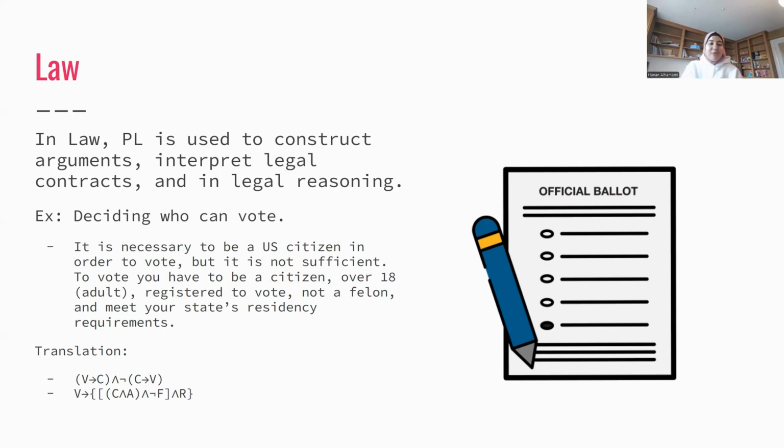And the second sentence says, if you vote, then we know you're a citizen, an adult, you're not a felon, and you meet your state's residency requirements. And that's how it's used in law.